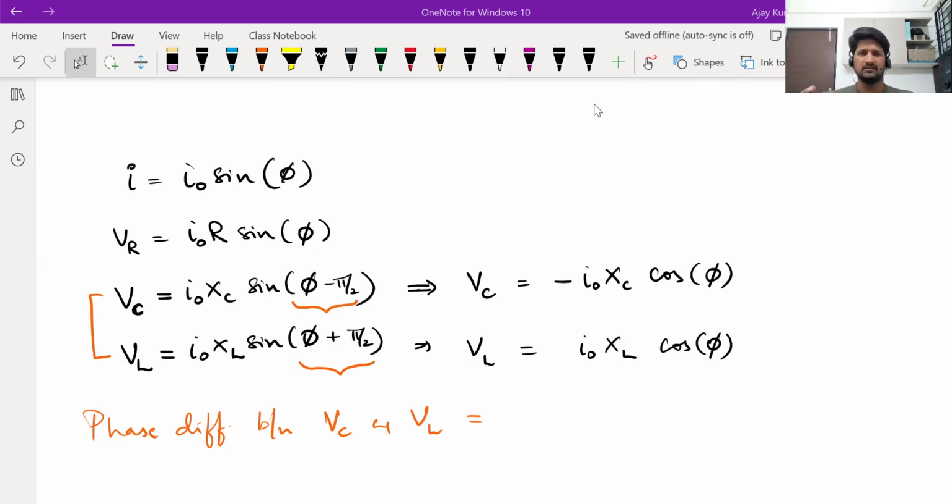What do you understand by phase? Like in the current equation or EMF equation, which part represents the phase? Sir, the omega t plus phi. Everything that is there inside the sine function or the cos function, whatever is inside that sine or cos bracket, is what you call the phase. So the capacitor has a phase of phi minus pi by 2. The inductor has a phase of phi plus pi by 2. I'm just asking you what is the difference between them. Subtract them.